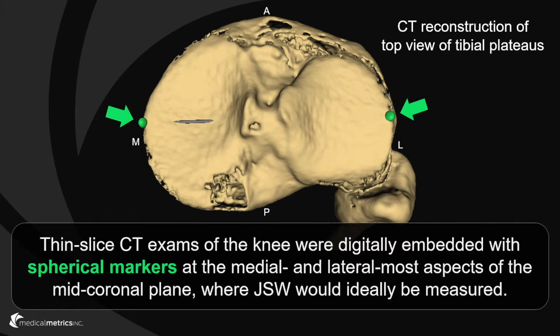This is a view looking down on the tibia plateau of a right knee. Thin slice computed tomography exams of the knee were digitally embedded with spherical markers at the medial and lateral most aspects of the mid-coronal plane of the tibia. This is where joint space width would ideally be measured.